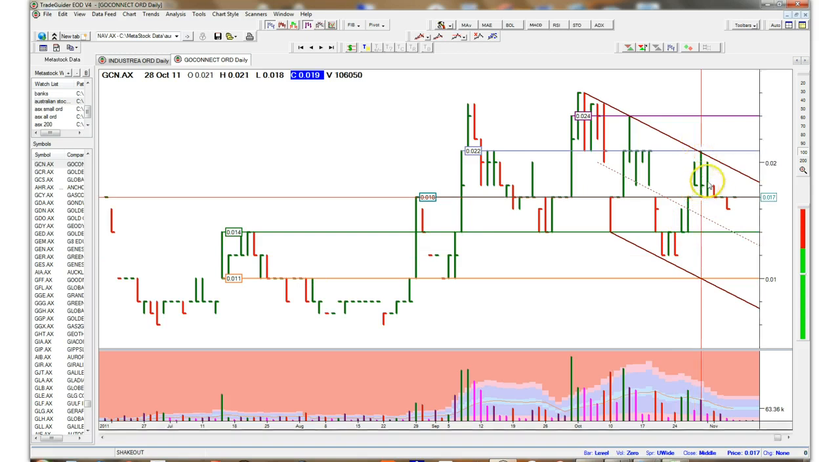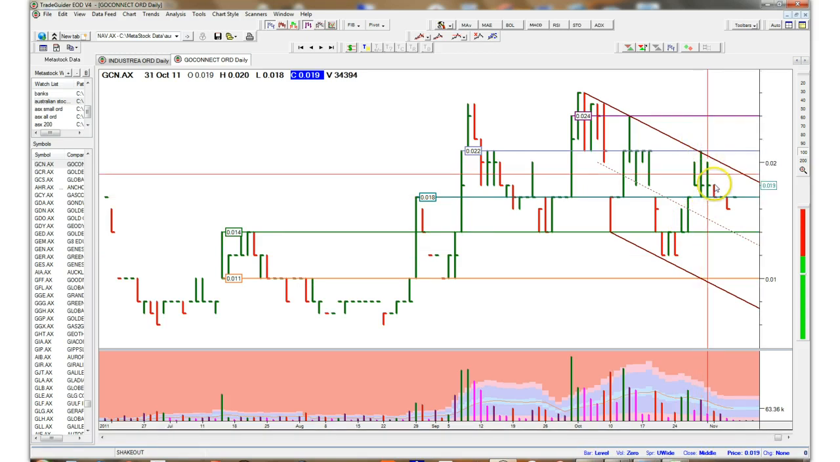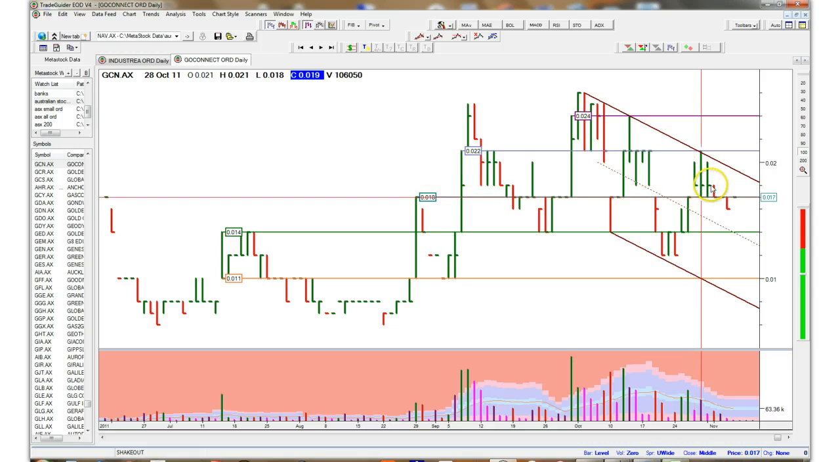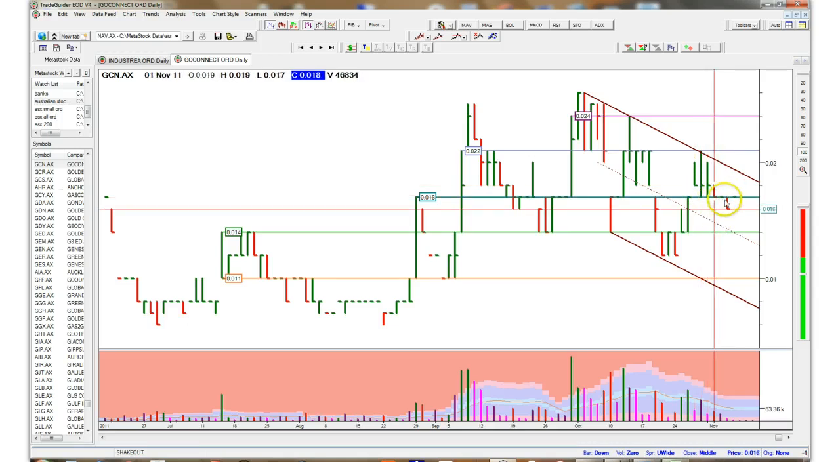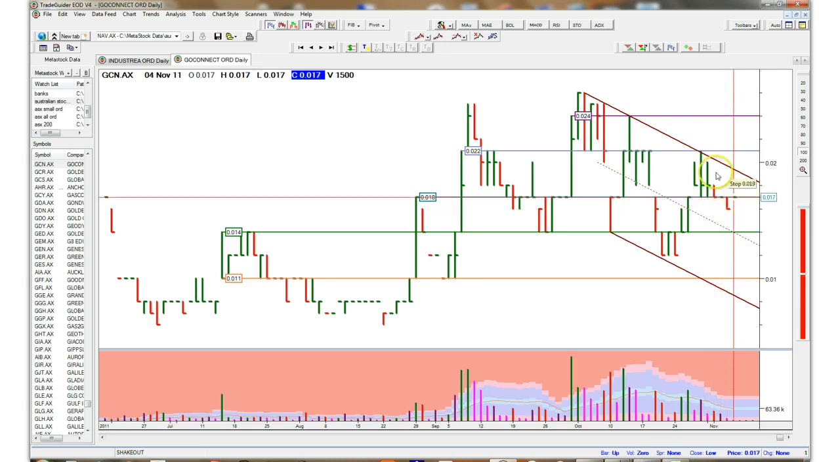But we've got no demand. We've got these upthrusting type bars closing towards the low, so they're weak all this week. What's that? Monday, Tuesday, Wednesday, Thursday, Friday. Not a lot of activity at all.